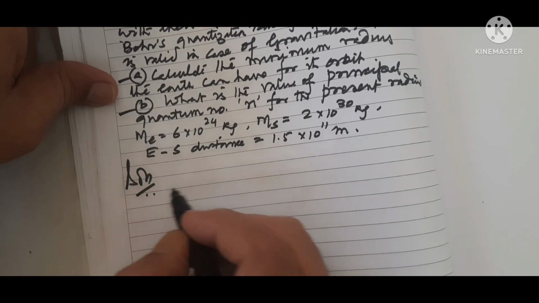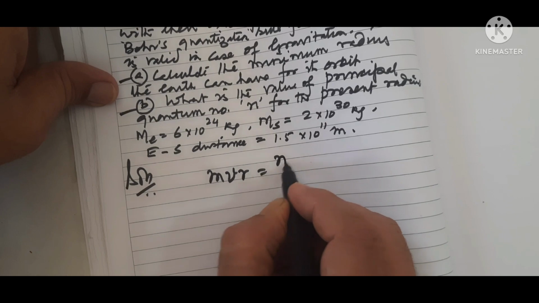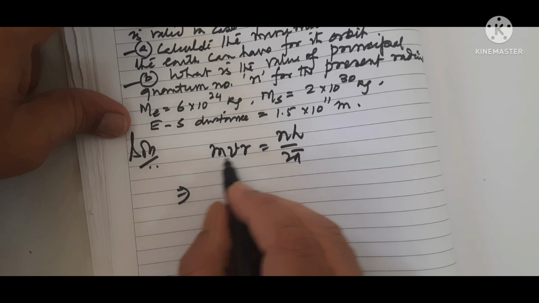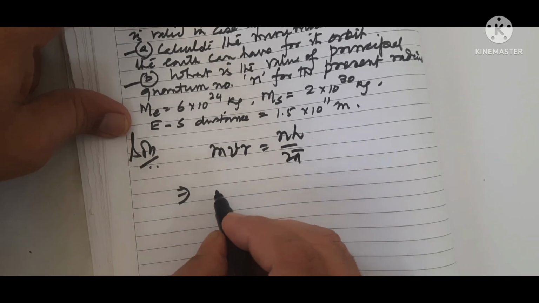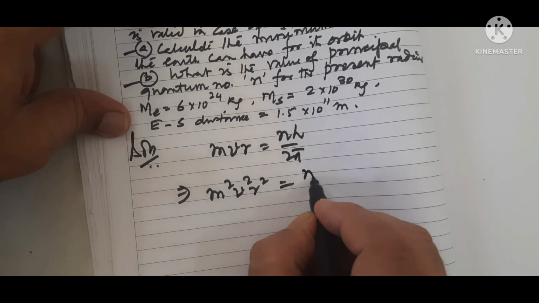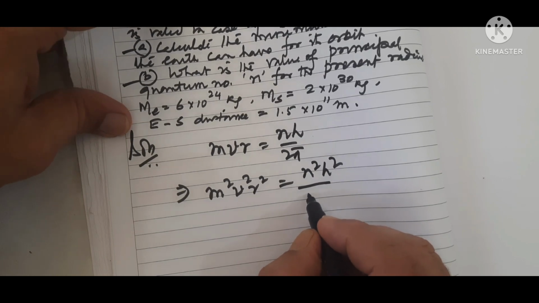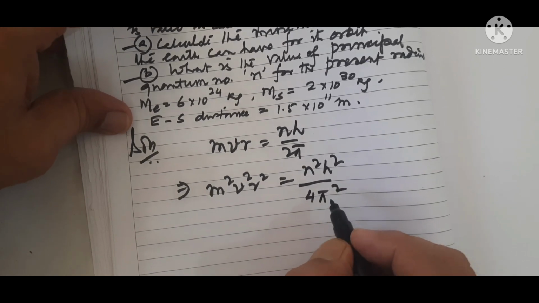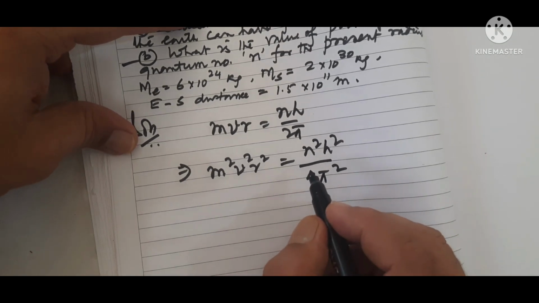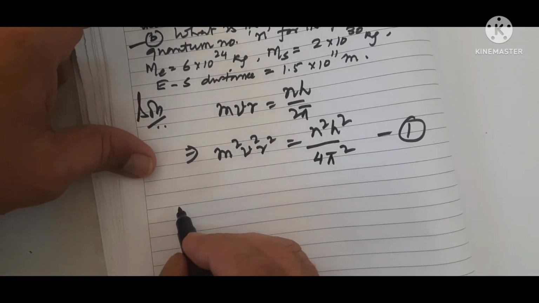So how to solve? We know Bohr's quantization, mvr is equal to nh by 2 pi, angular momentum is equal to nh by 2 pi. Square it: m square v square r square is equal to n square h square by 4 pi square. Right? Both sides we are going to make it square. ठीक, यहाँ तक आया एक इक्वेशन.